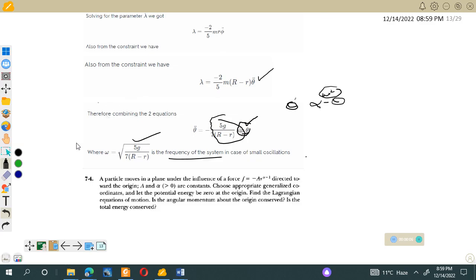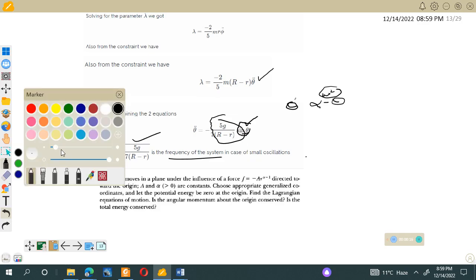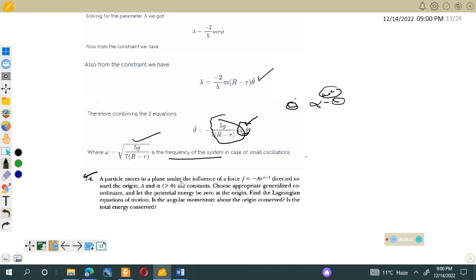In this lecture we will discuss the solution for problem number 7.4. A particle moves in a plane under the influence of a force F equal to minus A r^(alpha minus 1) directed toward the center. It means the force is acting on the particle, and the particle is moving under the influence of that force, where A and alpha are constants.